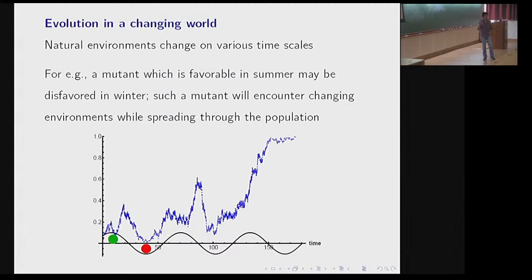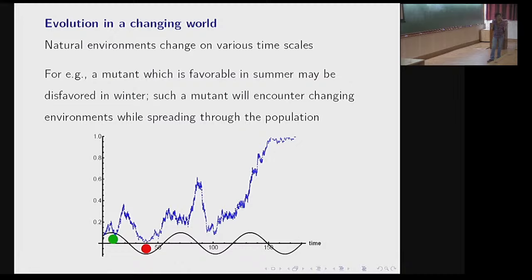Of course, in natural environments, they do change all the time, right? It's not like they change once and just stay put. They change continually, and so we were interested in understanding how this continually changing environment impacts various objects of interest. I'm thinking of seasonal changes. For example, a mutant may be favorable in summer. It tries to spread and increase frequency. But winter came, where it happened to be unfavorable, so its frequency decreased. If it escapes stochastic loss, then maybe it will spread, right?